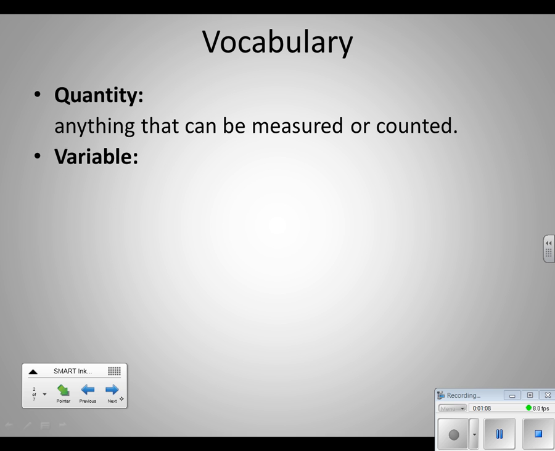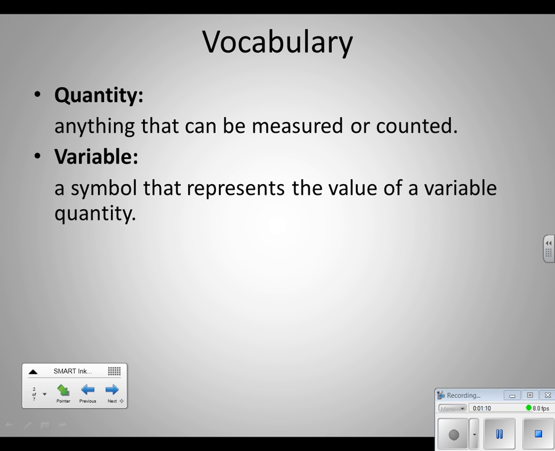A variable. I know you've heard of variable before. It's a symbol that represents the value of a variable quantity. So it represents some value. We use our letters for variables. A through Z, a lot of times we see X and Y, and you'll see X and Y most often in the algebra class, but any lowercase letter can work for a variable. And it's just a symbol here that's representing the value of something. And that something might be something you know, it might be something you don't quite know, but you're going to look for.